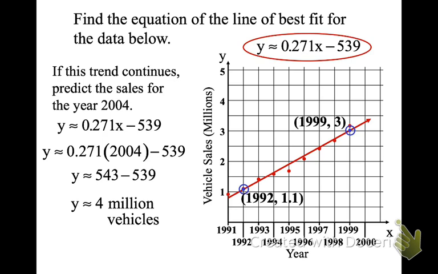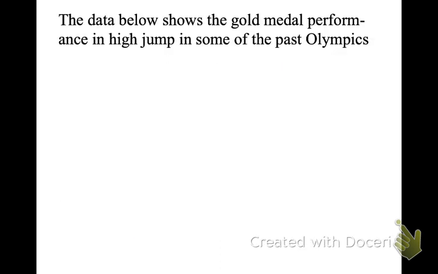So do you understand? So in the year 2004, 1, 2, 3, 4, it should be up to about here. Is that part of the trend line? Yes. So that is how we use our line of best fit. We write the equation, and then we use some real data outside of our sample to predict future trends. Okay, questions?